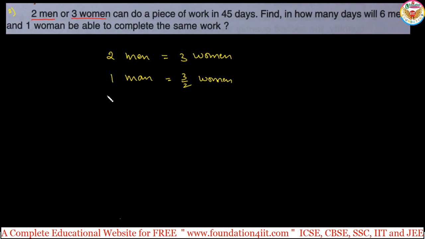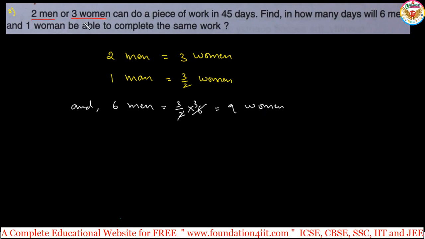So slowly we can go to 6 men. 1 man is equal to 3 by 2 women. So 6 men means 3 by 2 into 6 women, that is equal to 9. 3, 2 ones are 2. So 9 women. That means 6 men's capability is exactly equal to 9 women.